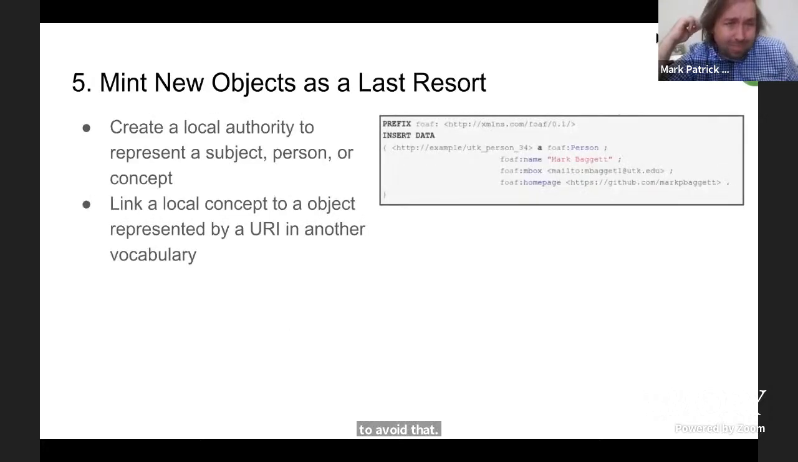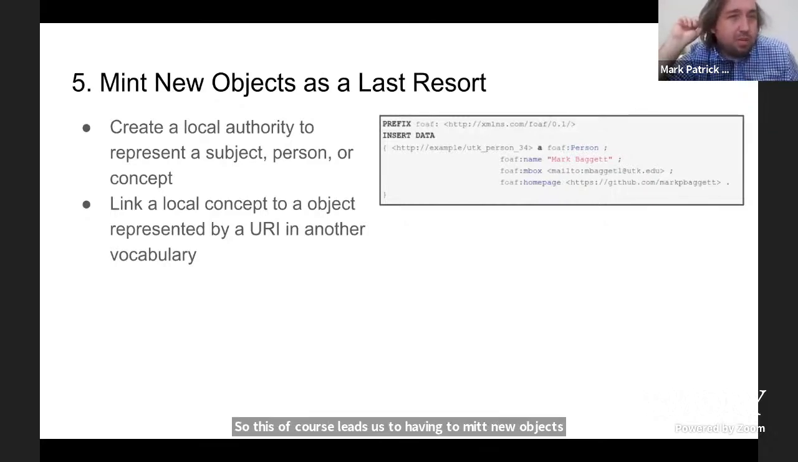Next slide. This, of course, leads us to having to mint new objects, but we also made this principle that we would only do so as a last resort. We define that as follows: we will mint a new object if we're creating a local authority to represent a subject, person, or concept, or linking a local concept to an existing object represented by a URI. What we were trying to avoid here was minting new objects for every single complex XML node in our existing MODS or URIs that already existed. And I'll turn it over to you, Meredith.